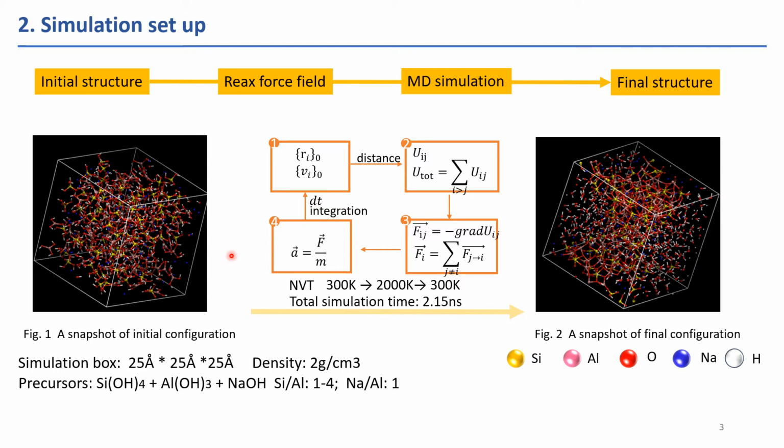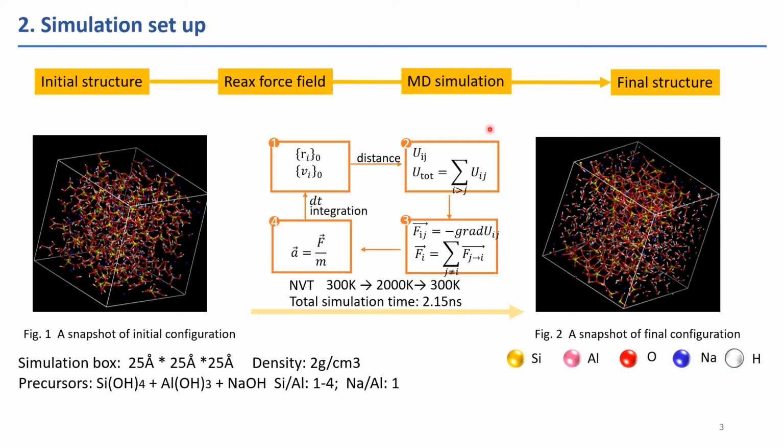Here you can see, to build the initial structure, three types of precursors: silicate monomers, aluminate monomers, and sodium hydroxide were put randomly into a simulation box. Silicate to alumina ratio ranges from 1 to 4, while sodium to alumina ratio is fixed at 1. Force field is another input you need to have to describe the potential energy among all the atoms. After that, you can perform molecular dynamics simulation.